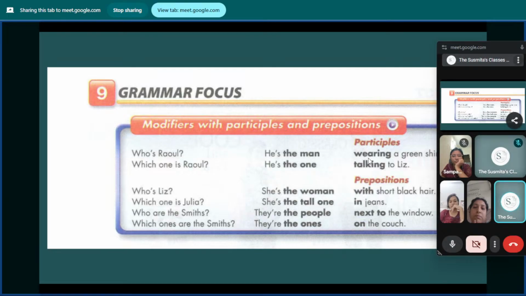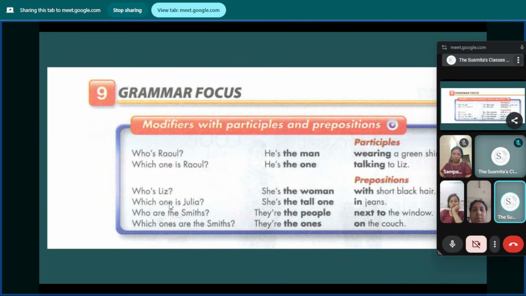Okay. Now how to use the participles. Participles are nothing but the words that we have in ing form. त्यांना आपण participles म्हणतो. The verbs that we have in ing form. त्यांना आपण participles म्हणतो English मध्ये. So if you ask me who is Rahul or which one is Rahul, I can say he is the man wearing a green shirt or he is the one talking to Liz. So I am talking about what he is wearing or what he is doing.